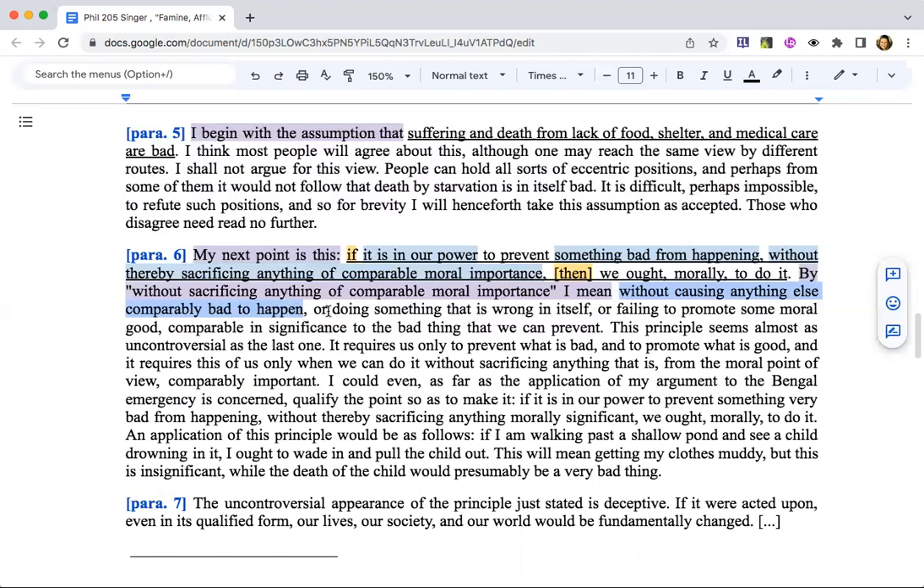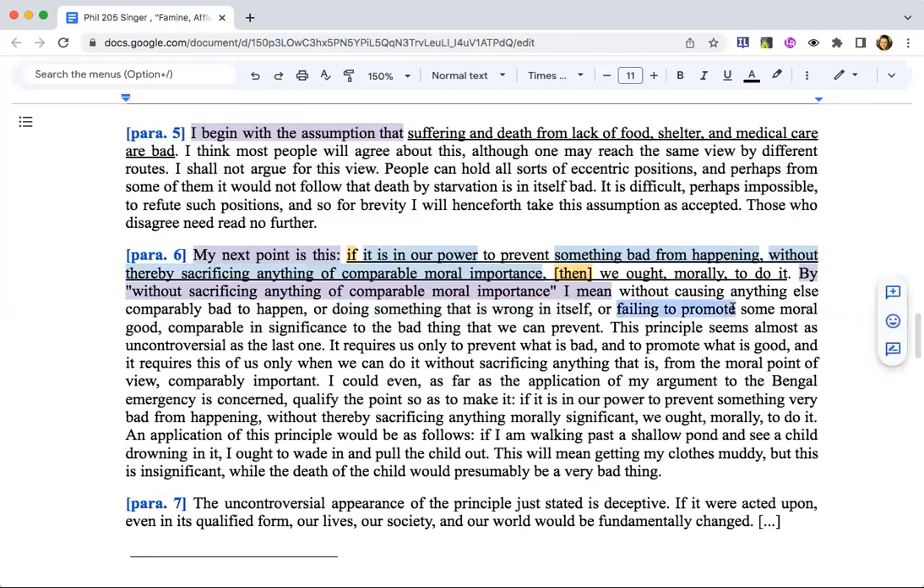Or would it require doing something that's wrong in itself, like murder, stealing, or something that is wrong in and of itself? If that's the only way that you could prevent the bad thing from happening, it says you're not required to do it because that too would count as sacrificing something of comparable moral importance.